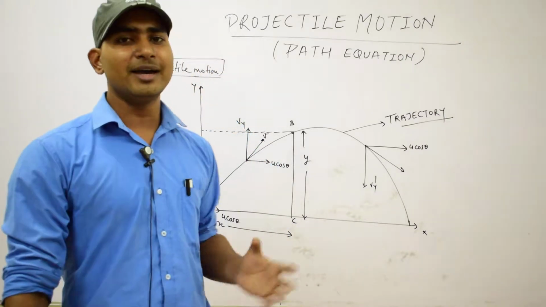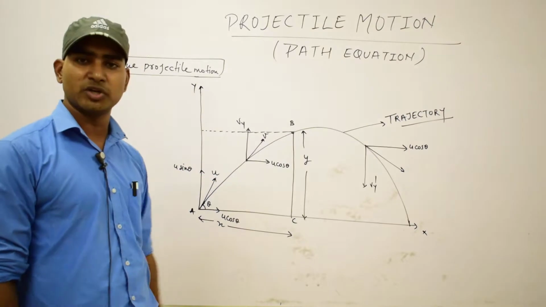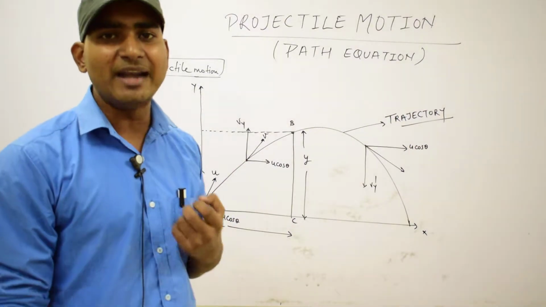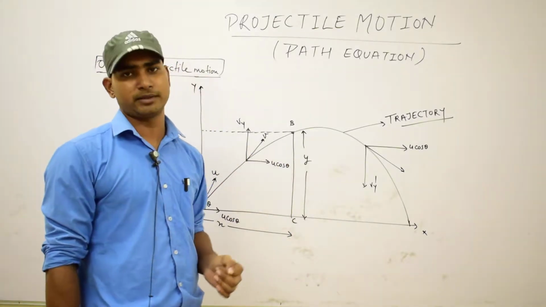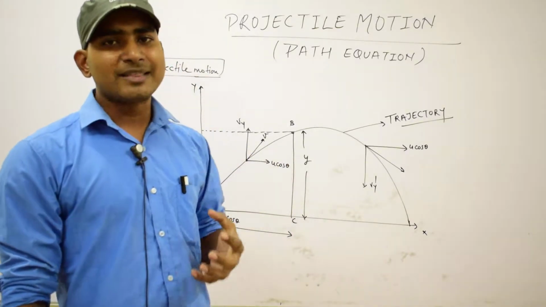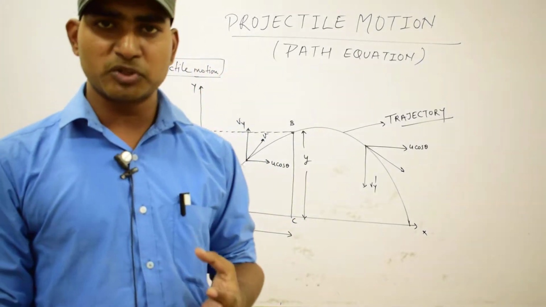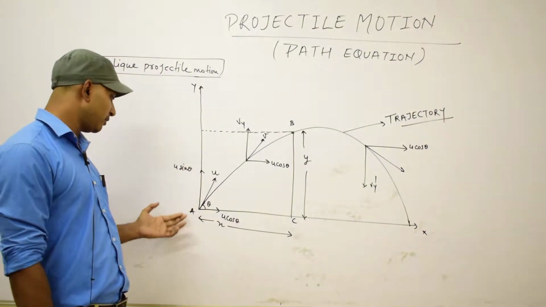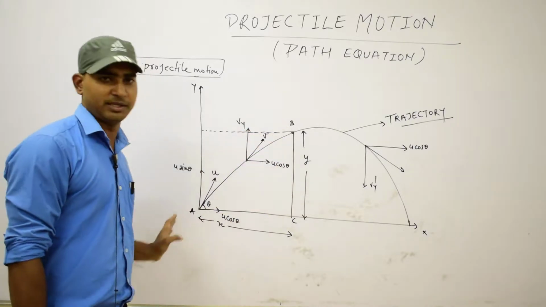From the figure it is very clear that the trajectory of this projectile motion is parabolic in shape. So we have to find the relation for this parabolic path. For that, I have taken a particular segment of this projectile motion, from the beginning point A through B and C.